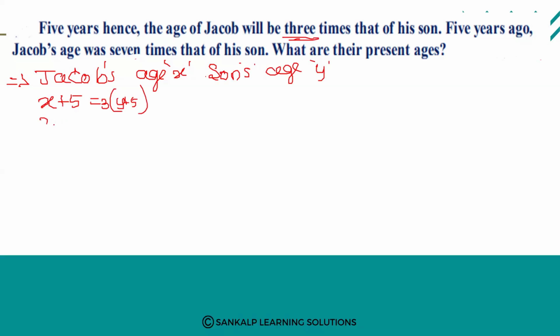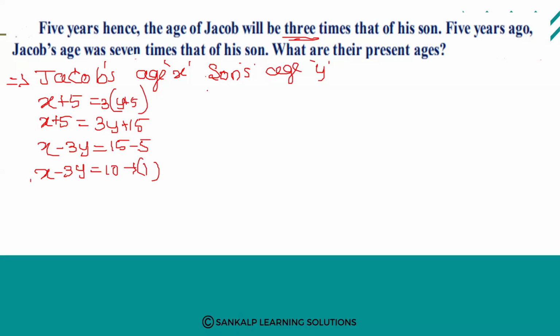So this is x plus 5 is equal to 3y plus 15. Now transfer the 3y to this side and the 5 to this side, that is 15 minus 5. So x minus 3y is equal to 10. Call this equation number 1.